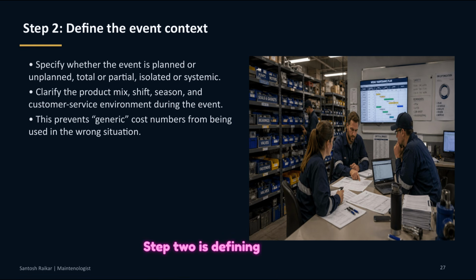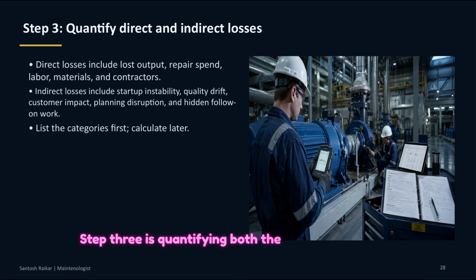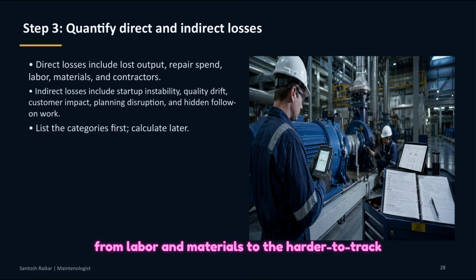Step 2 is defining the context. Was this a total outage or just a partial slowdown? Did it happen during peak season? By specifying these details, we prevent generic numbers from being misapplied to specific problems. Step 3 is quantifying both the direct and indirect losses. Don't just jump to the math. Start by listing the categories of loss, from labor and materials to the harder-to-track startup instability and quality drifts.